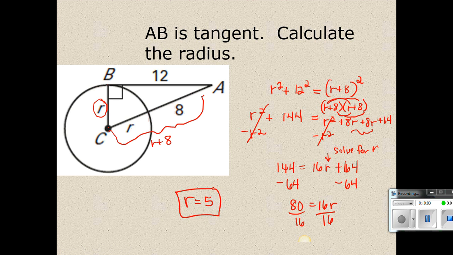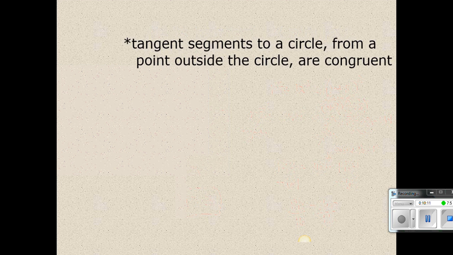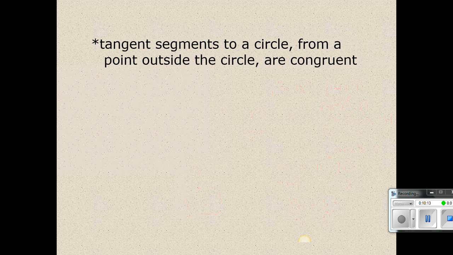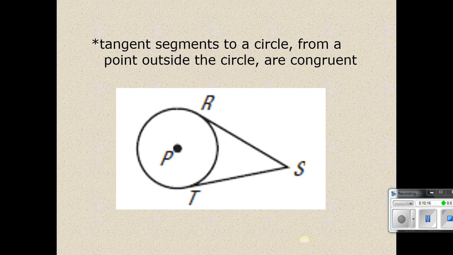We will be using tangents and the Pythagorean theorem in our practice tomorrow. Tangent segments to a circle from a point outside the circle are congruent. What this says is that if you have two tangents and they come together at a point outside the circle, this point is point S, and they're two different tangents that hit the same circle, then those two segments will be congruent.